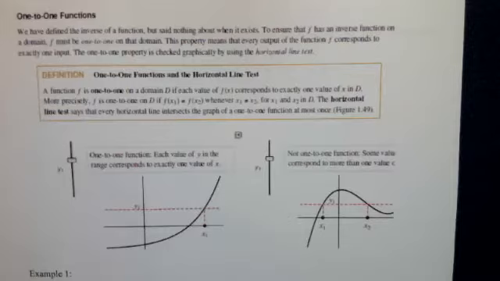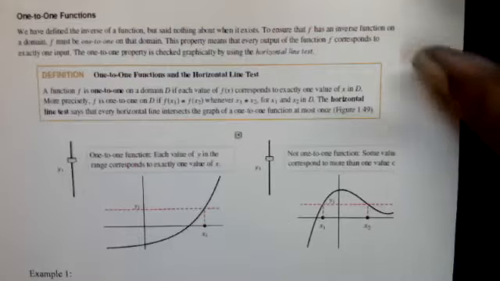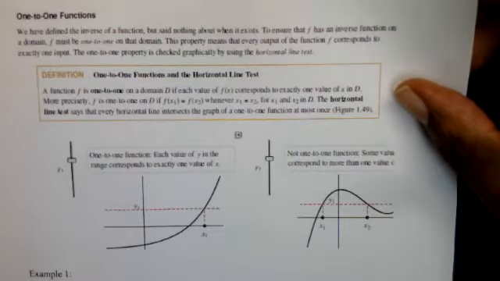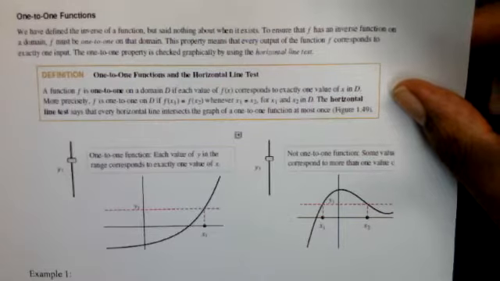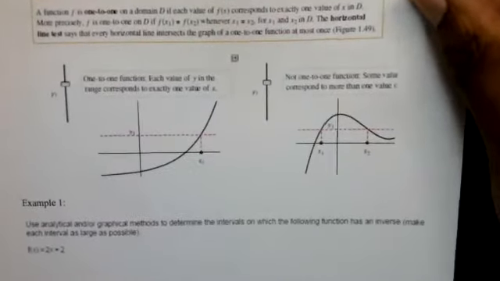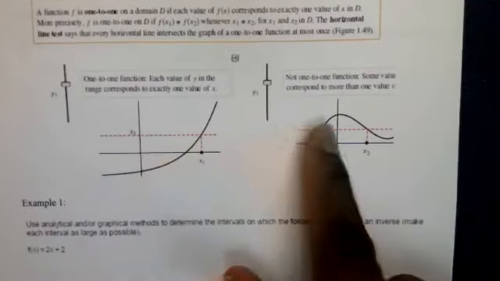And the horizontal line test says that for every horizontal line, it's going to intersect the graph of a one-to-one function at most once. Okay. For it to be one-to-one, when you're using a horizontal line test, that horizontal line can only cross the graph at only one point. A couple of examples here are these graphs here.